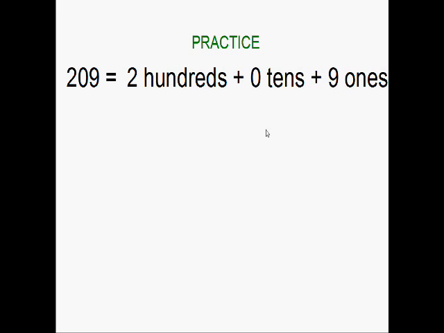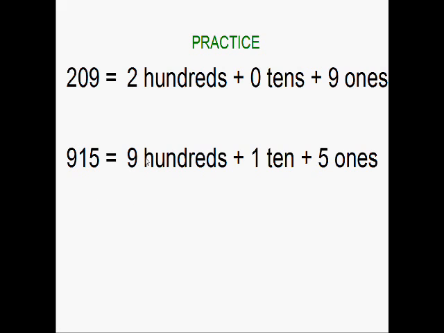All right, let's do it again. 915. Now, before I click on this, you figure out what the 9, the 1, and the 5 represent. And I'll bet you said there are 9 hundreds, there's 1 ten, there's 5 ones. I'll bet you said that. All right, let's take a look at another one. Oh, look at that. This is the simple number 64.